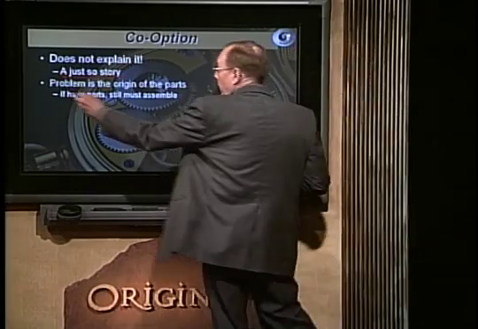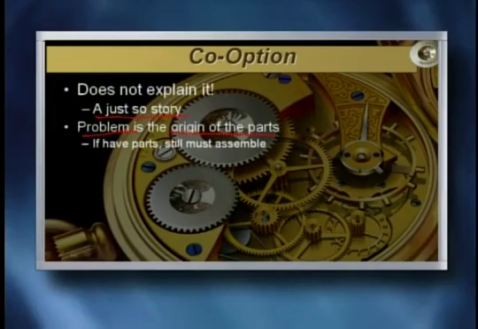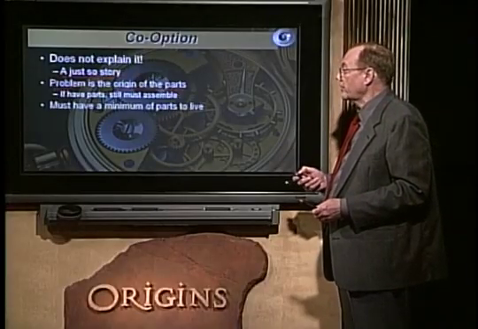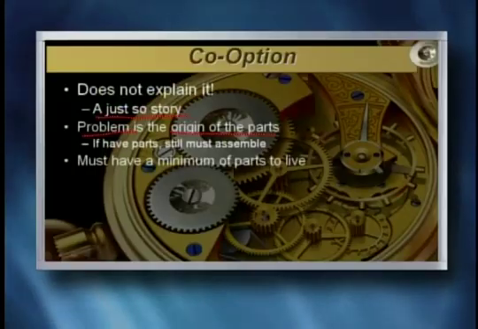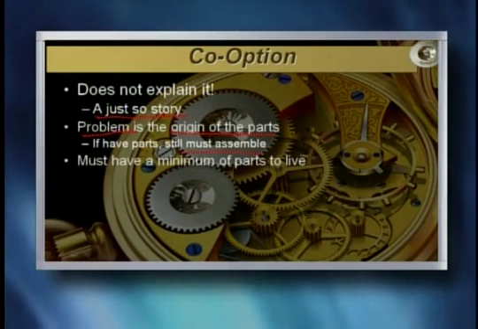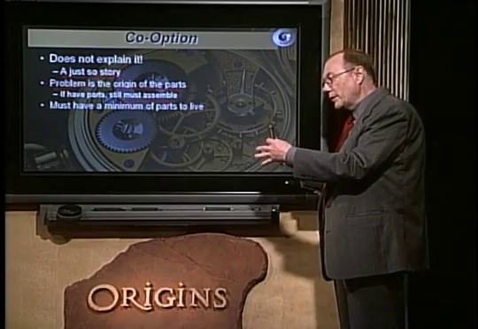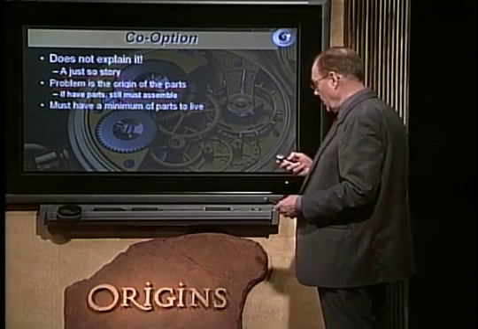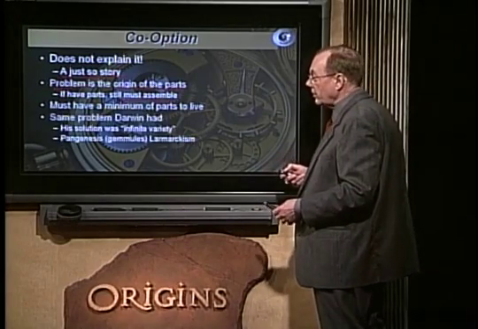And another problem that co-option has is, where did the parts come from in the first place? Co-option just says that these parts were utilized in order to produce the flagellum, but that doesn't explain where they came from. So we still have that to explain in order to utilize co-option as an explanation. And the parts must be assembled properly, in the right place. They can't be upside down, they can't be the wrong way. They have to be assembled in such a way that they fit into where they're supposed to go. And of course, they must have a minimum of parts to live.